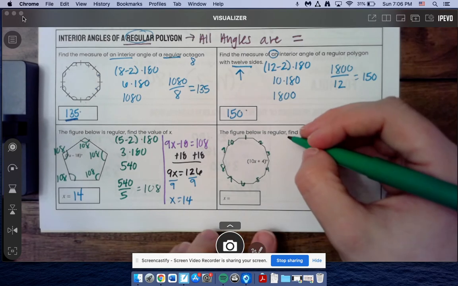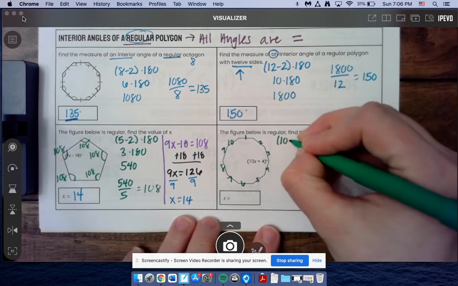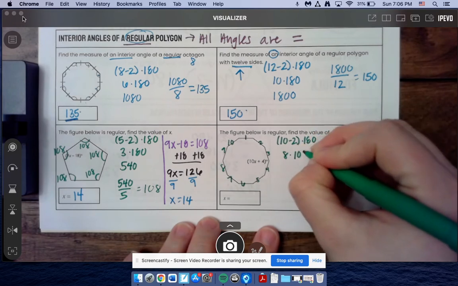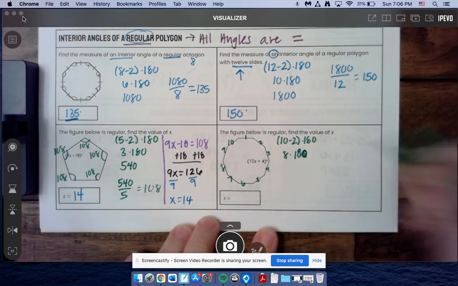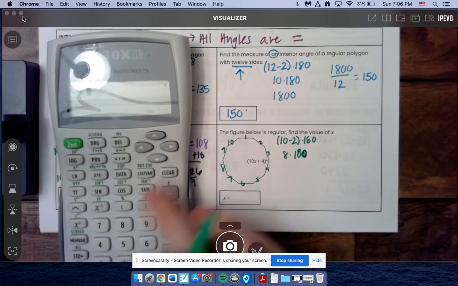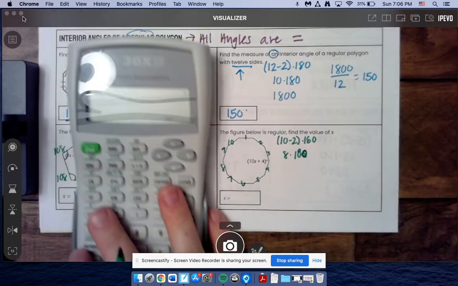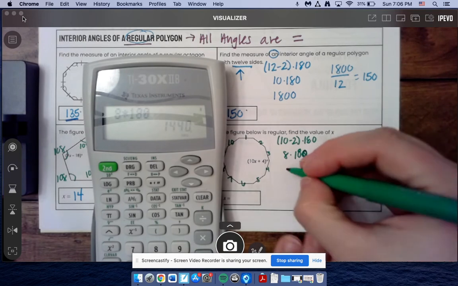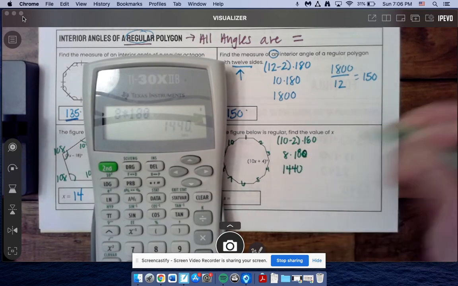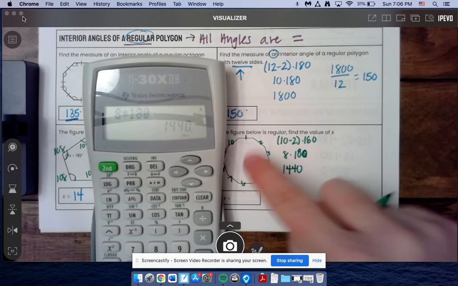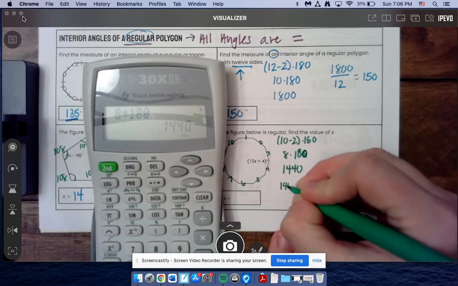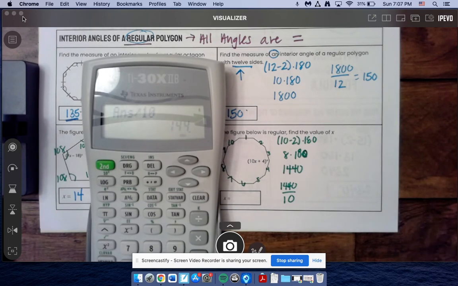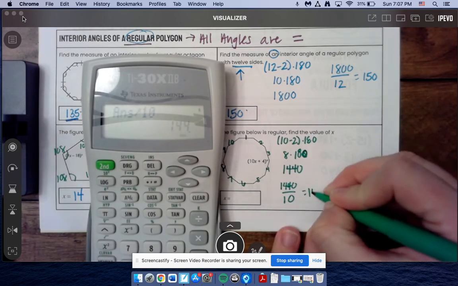Okay, so here we go. 10 minus 2 times 180. 10 minus 2 we know is 8. 8 times 180. You guys see that sort of? Oh, that light's not great. We'll go right there. 8 times 180. 1,440. Okay, so that's what all of the angles add to, but we just want 1. So divide it by 10, and we should be getting 144.